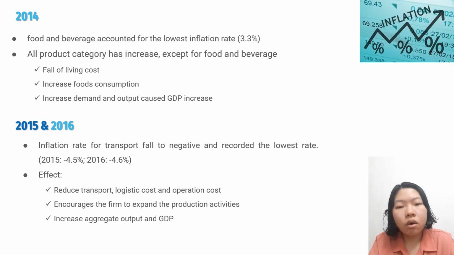Well, in 2015 to 2016, the inflation rate for the product category of transport has fallen to negative. This is due to the reduction of fuel costs and it has recorded the lower inflation rate for those years. The deflation of transport has caused the transport and logistics cost to reduce, thereby reducing the operating cost. So when the operating cost reduces, it will encourage the firm to expand the production activity and cause the aggregate output and the GDP to increase.